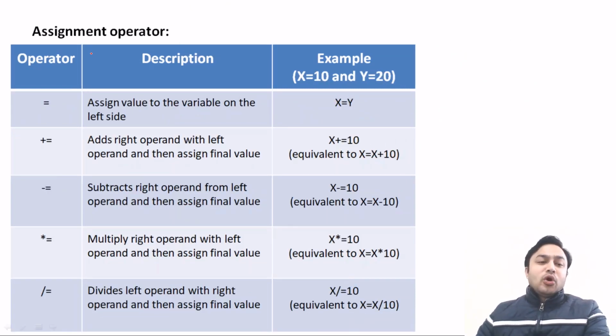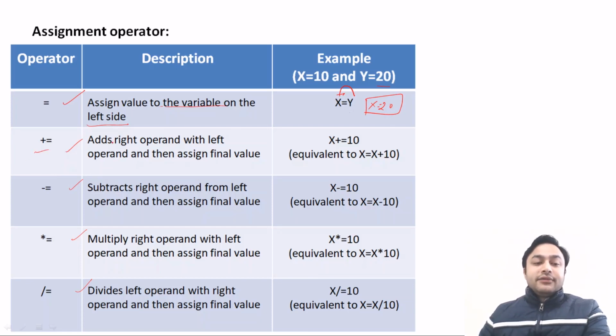In case of assignment operator, these are the operators. This is simple assignment operator and this is compound assignment operator. So this will assign the value to the variable on the left side. For example, this y value is 20. So 20 value will be stored in this x. So the final value of x will be 20.